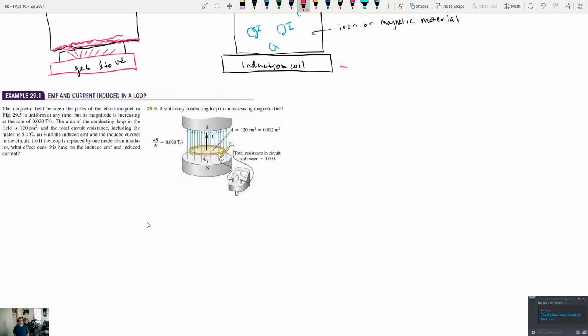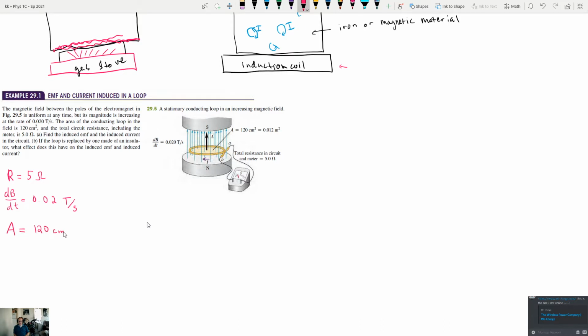All right, let's write down the information we have. I guess it's all really kind of shown here. So we have a resistance of our circuit, R, that is 5 ohms. We have a magnetic field that's changing, and they tell us the rate at which it's changing, dB/dt, and that's 0.02 tesla per second. We know the area of the loop is 120 centimeters squared. We'll have to convert that to meters squared.